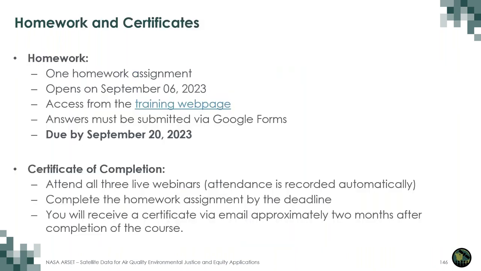I want to emphasize, though, that signing up for the HAQAST forum is purely optional. It is not tied to the required homework needed to get a certificate for participating in this course. That homework assignment will be posted to the training webpage on the day of the final part of the training, September 6th, and will be due two weeks later on September 20th. To get a certificate of completion for this course, you need to attend all three webinars and complete the homework assignment before the deadline. If you do that, you will receive a certificate via email about two months later.